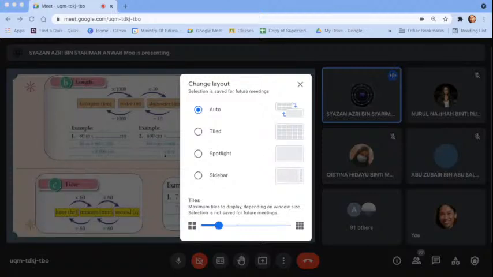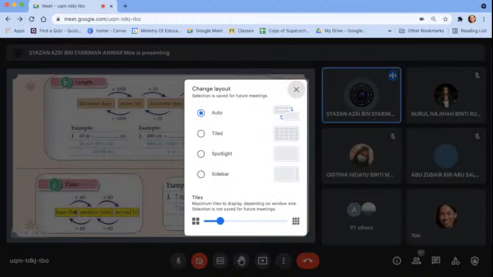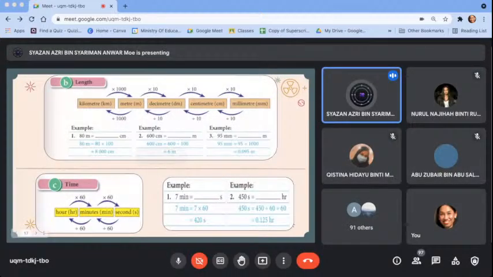Okay, for time, there are 3 units for time, which is hour, the largest, and second, the smallest. Same with the other units. If we want to convert a larger unit into a smaller unit, we need to multiply it. And if we want to convert from a smaller unit into a larger unit, we need to divide the unit.